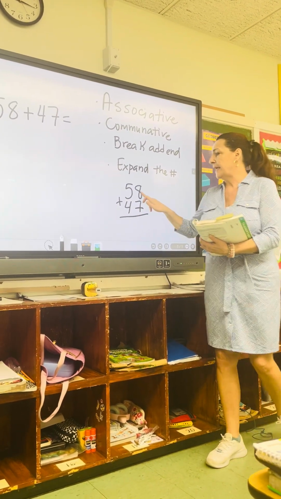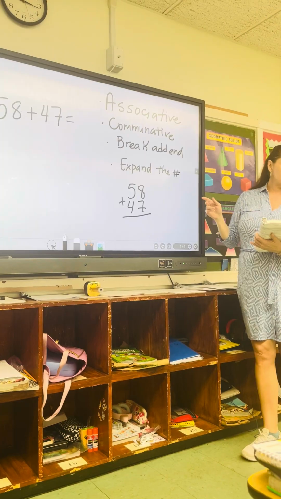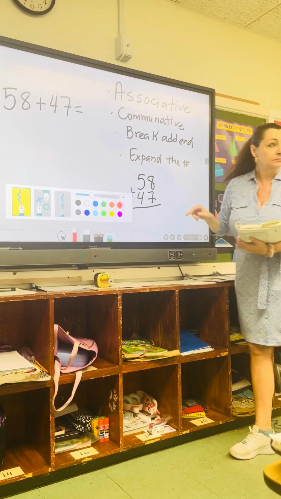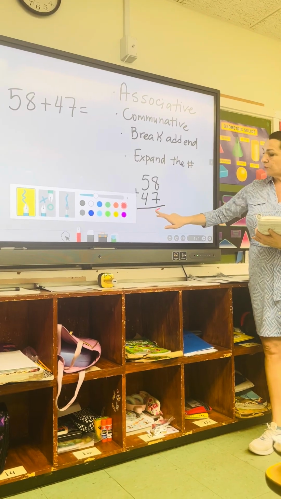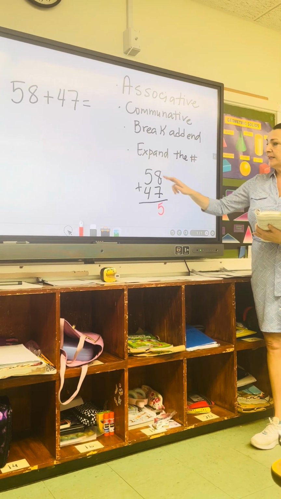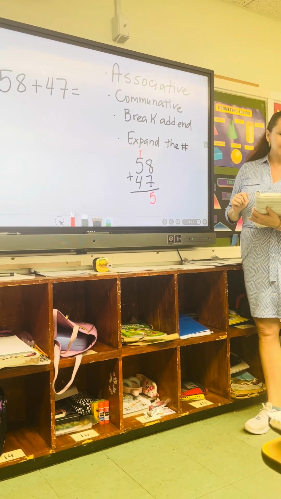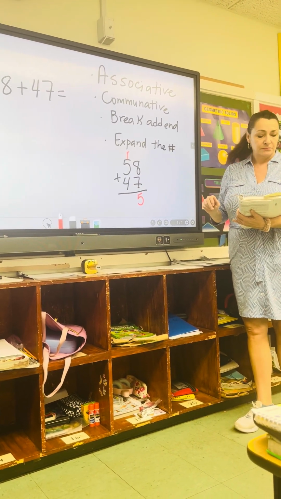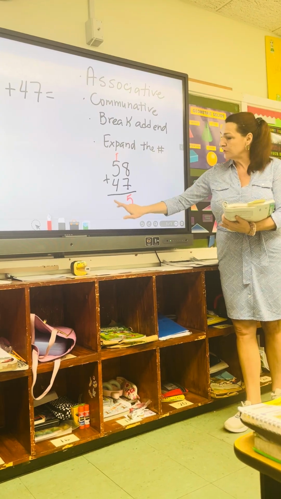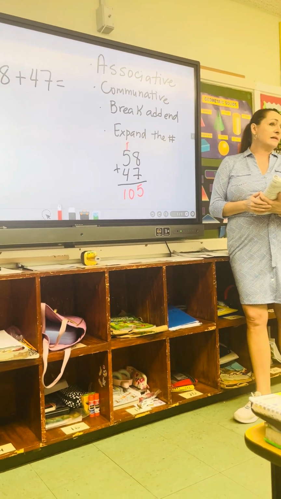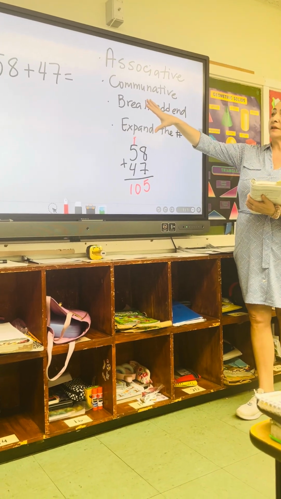So 8 plus 7, what would be 8 plus 7? 15. Okay, so 7 and 7 is 14, and one more is 15, and I'm carrying 1. 1 plus 5 is 6, plus 4 is 10. Okay, so it becomes 105. Anyway, if you get stuck for some reason, you can see the problem like that.